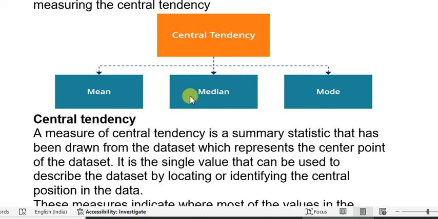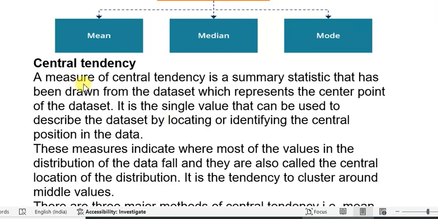Central tendency, mean, median, mode. Central tendency: a measure of central tendency is a summary statistic drawn from the data set, which represents the central point of the data set.